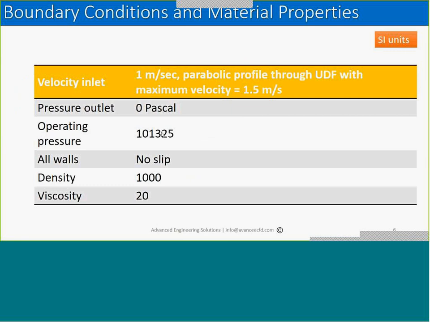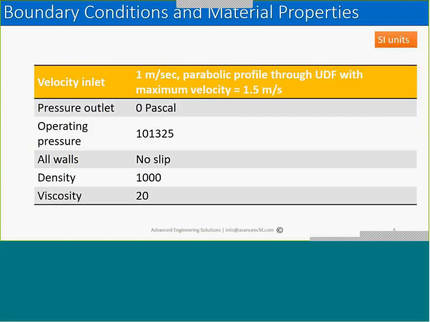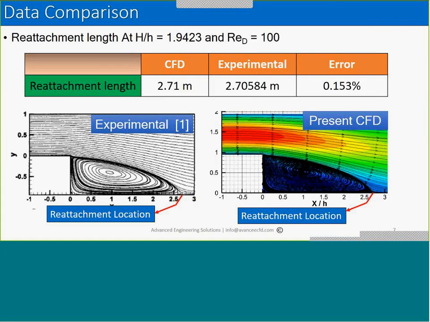Pressure is the atmospheric condition, which is 101325. Then the density is 1000 and the viscosity is 20 that we have. Okay, now the flow is fully defined, the parameters are fully defined. Now we can proceed to the solution. After setting this, we solve the problem, and we will solve it just now after this slide.